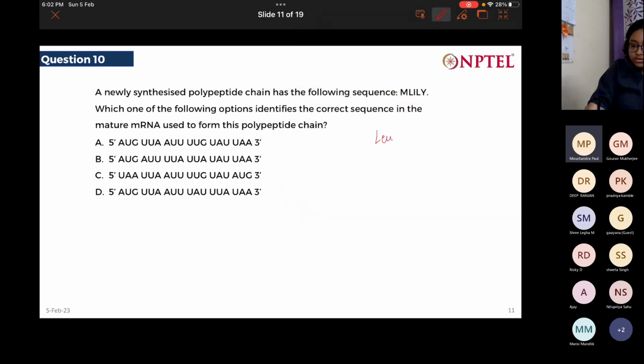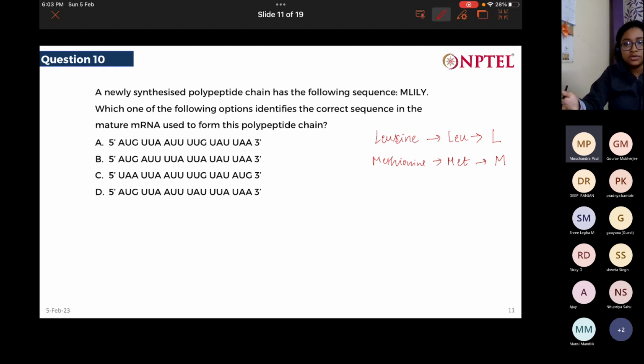Like leucine. You have heard of this amino acid, right? Leucine is often written as Leu, a 3-letter code, or simply L. Similarly, there is methionine, which is often written in 3-letter form as MET or M. Similarly, you can find this for all the amino acids.